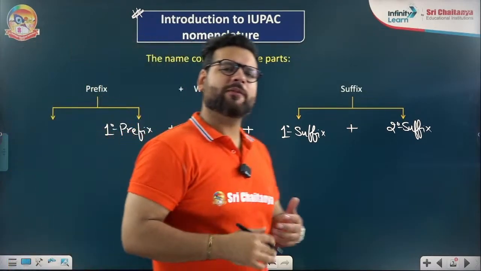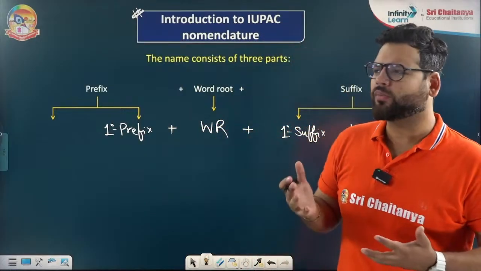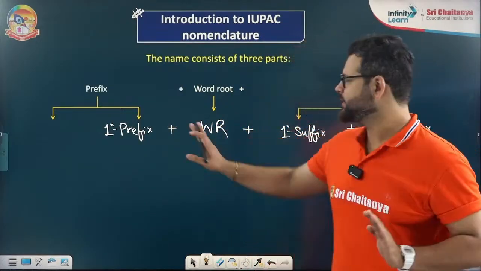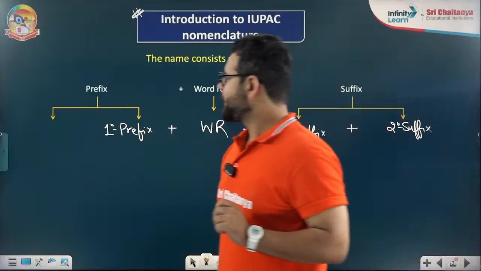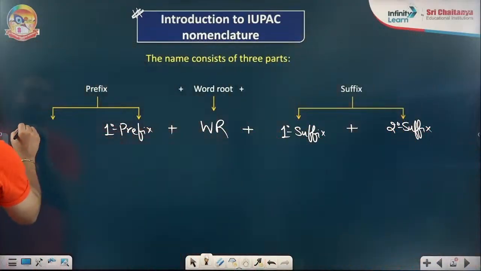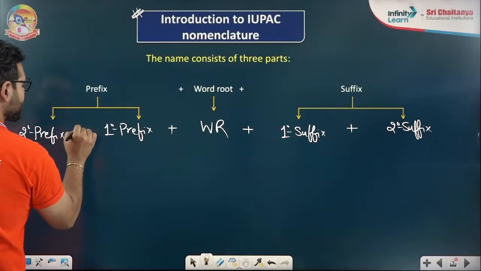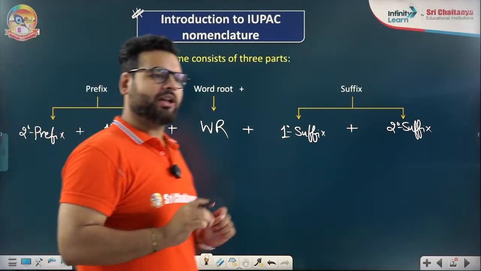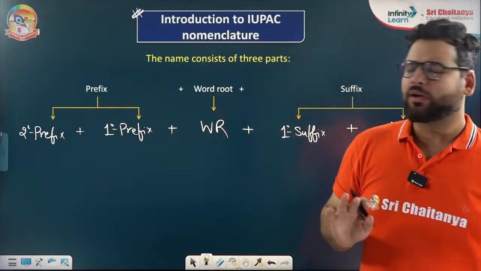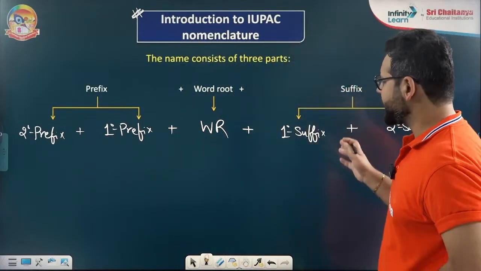But a primary prefix is a very rare term. In 90% of the compounds, this is absent only. I'll show you how. And then whatever comes in the beginning of the name is secondary prefix. I know all of you are well aware of what is word root, what is suffix.